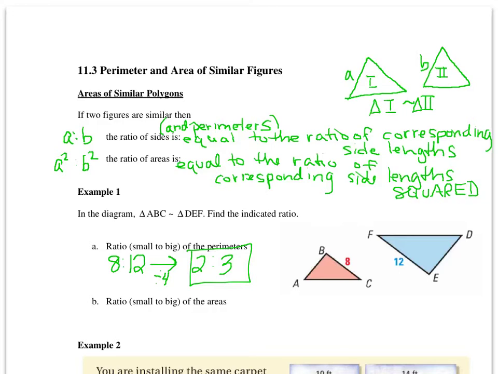B, the ratio of areas. Then we're just going to take our side length, or perimeter, ratio and square both of them. So it'd be 4 to 9, and that would be our area ratio.